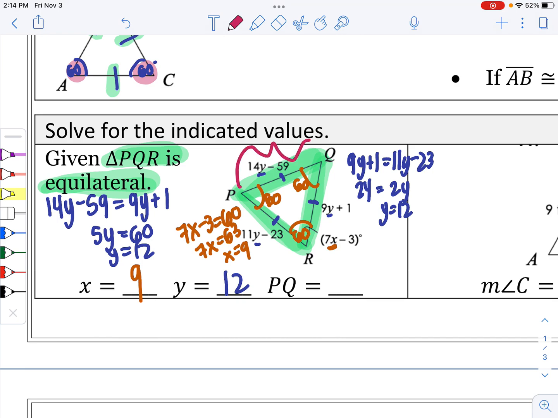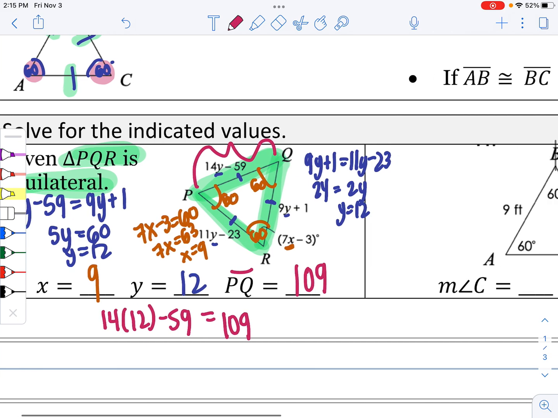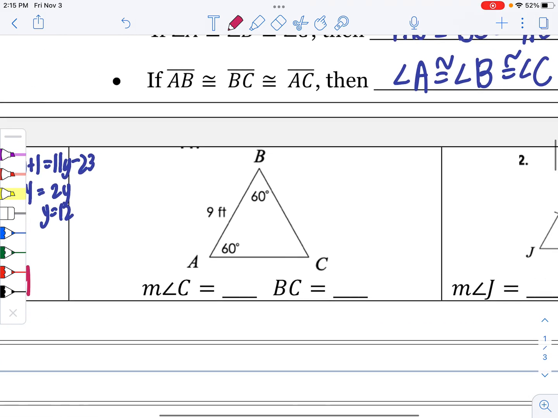The only other thing they want you to do is actually go back and plug in y and find out what PQ is. So PQ is going to be 14 times 12 minus 59. So 14 times 12 minus 59 is going to be, oh goodness, sorry guys, 168 minus 59, which is 109. That is a length, not a degree. So since I'm filling in a side length, I'm just going to leave that as 109 and not put 109 degrees.